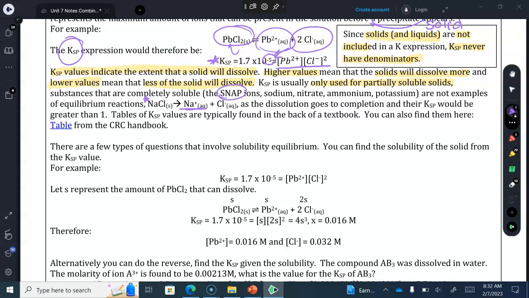The tables of Ksp values are typically found in the back of your textbook. You can also find them in this link, which is posted to Schoology, so you can find it easily. If you need them on the AP test, they are given to you, or you are being asked to calculate them. There are examples later. So don't freak out thinking you have to memorize them. No, it's given to you. You need to know how to use it or how to calculate it, given other variables.